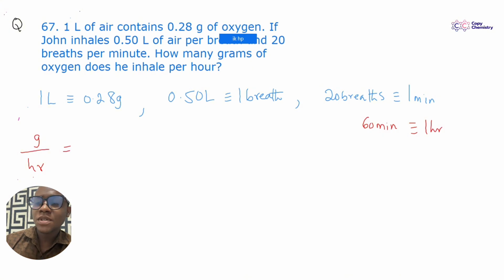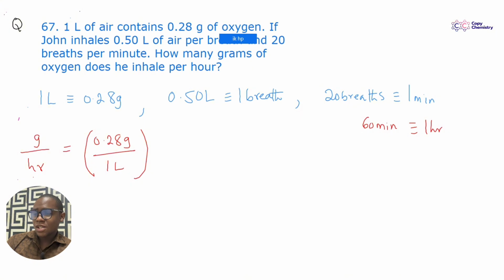So now we've successfully written the relationships we can get from the question and any other meaningful thing like the 60 minutes equals 1 hour. Now we're going to use what we have to get what we want, and we want grams per hour. So let's start using what we have. 1 liter is equivalent to 0.28 grams of oxygen, so I'm going to write it this way: 0.28 grams of oxygen divided by 1 liter.